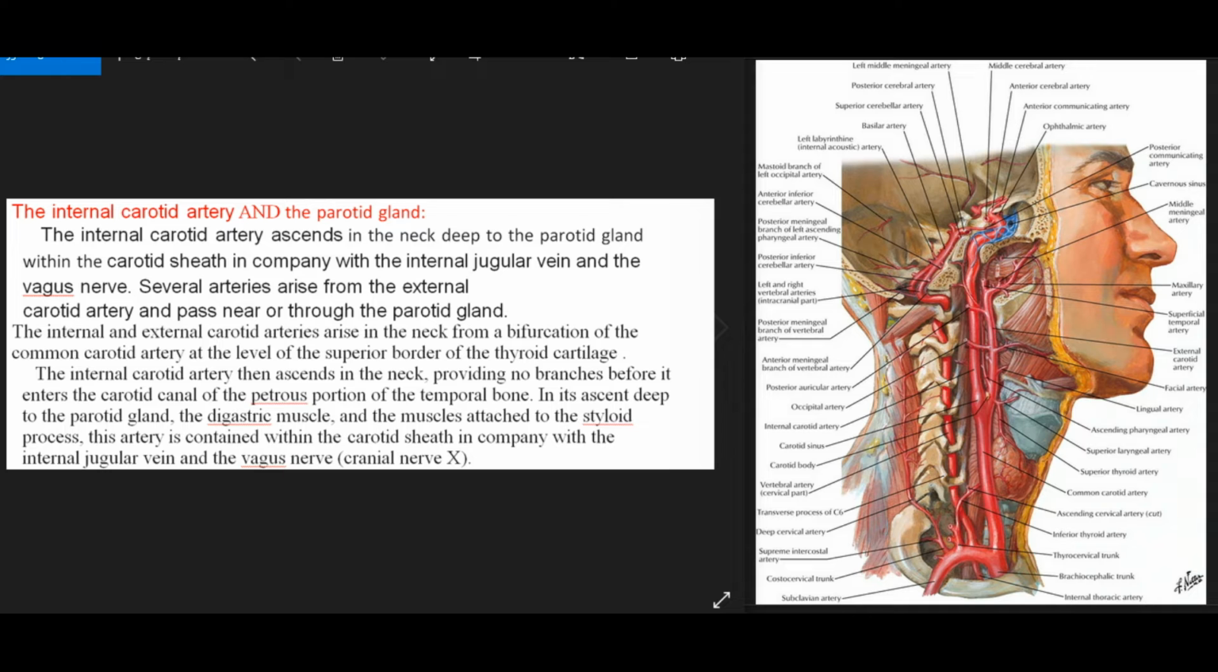The internal and external carotid arteries arise in the neck from a bifurcation of the common carotid artery at the level of the superior border of the thyroid cartilage. The internal carotid artery then ascends in the neck, providing no branches before it enters the carotid canal of the petrous portion of the temporal bone. In its ascent deep to the parotid gland, the digastric muscle, and the muscles attached to the styloid process, this artery is contained within the carotid sheath in company with the internal jugular vein and the vagus nerve, cranial nerve X.